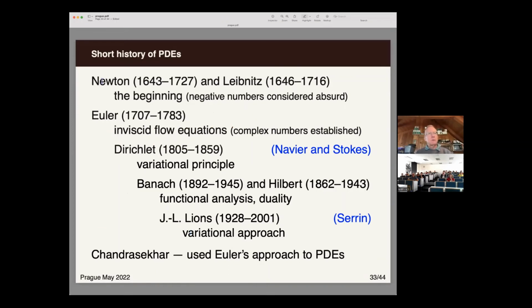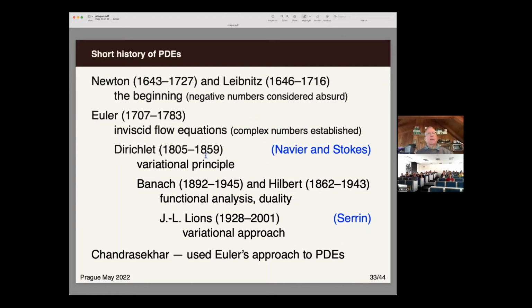Of course, differential equations went back to derivatives, Leibniz and Newton. Euler wrote down the inviscid flow equations about the same time that complex numbers were established. So you know how primitive life was in mathematics at that time, because complex numbers were just becoming established.